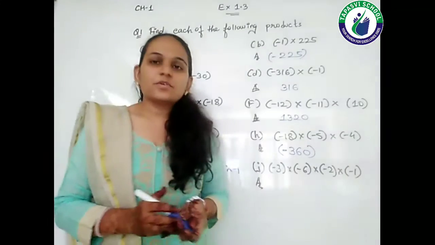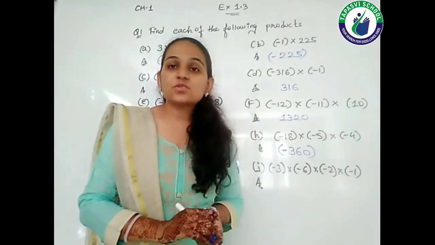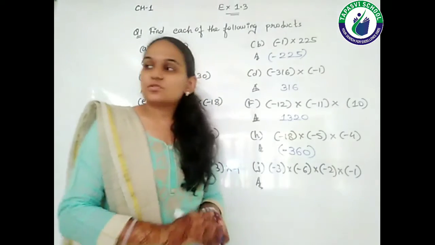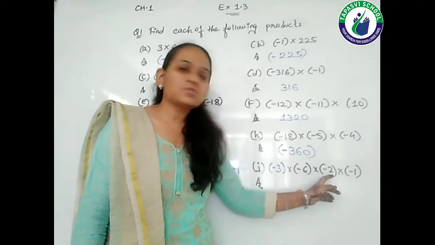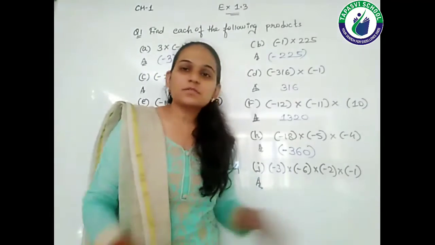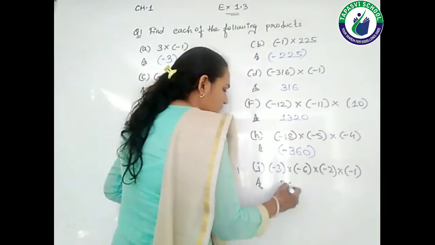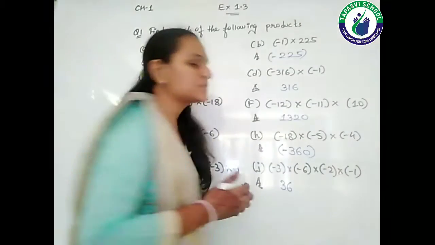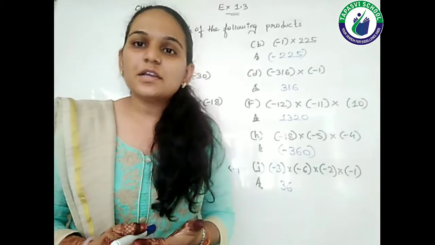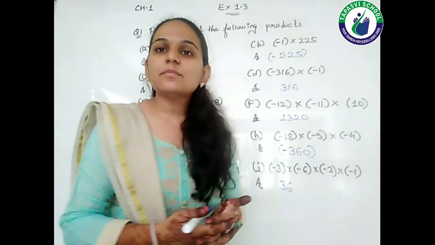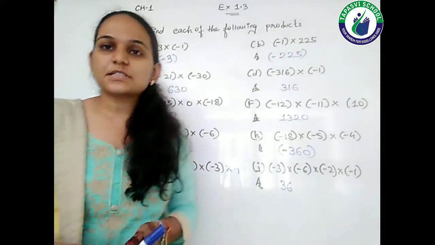See the last question, students. Minus 3 multiplied by minus 6 multiplied by minus 2 multiplied by minus 1. So 3 6s are 18. 18 2s are 36. 36 ones are 36. How many times, students, is the negative sign coming? The negative sign is coming 4 times. So 4 is an even number, so the answer will be positive. That's why the answer is positive 36.